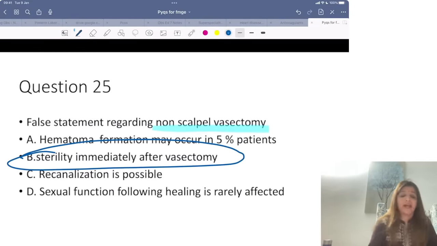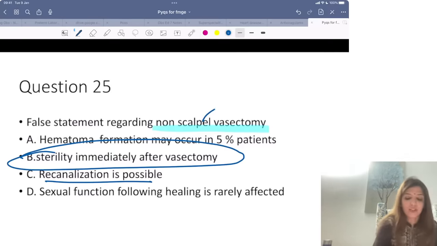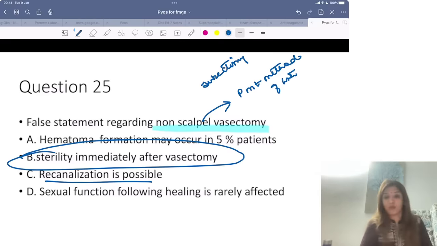Right? Now, over here, they are saying hematoma formation may occur. Yes, it may occur. Recanalization is possible. Yes, it is possible. Sexual function following healing is rarely affected. And that is true. Sexual function is rarely affected. But remember, although recanalization is possible after vasectomy, still vasectomy is taken as a permanent method of contraception. Whether it is tubectomy or whether it is vasectomy, you are not going to say that they are reversible methods. They are not reversible methods. They are permanent methods, right? Never say they are reversible methods.